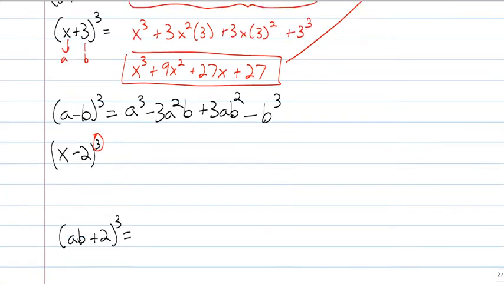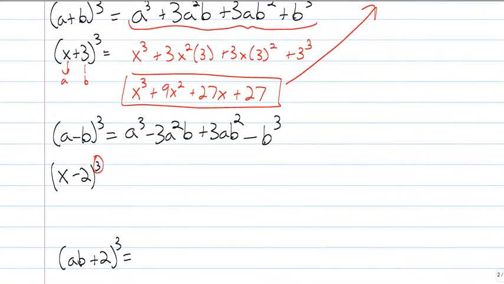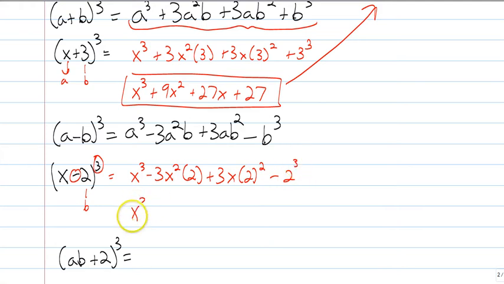Okay? And it works the same way with the minus, except it alternates signs with the minus, starting with positive a, and then it goes negative, positive, negative for the last one. So, again, we have x cubed minus 3x squared times 2. Again, b is 2 here, not negative 2. The negative is just already put into the problem, so you don't put negative 2 in for b. And we have our answer then. We get x cubed minus 6x squared plus 12x minus 8. And that is our final answer.